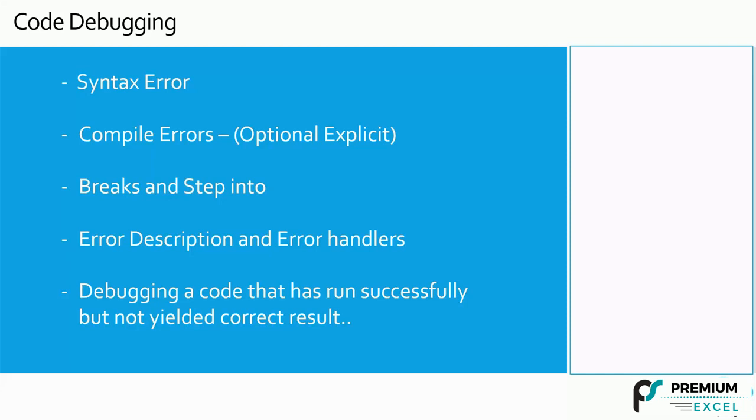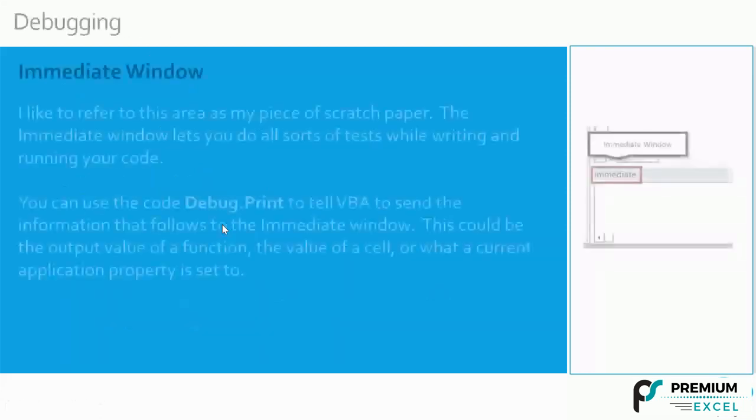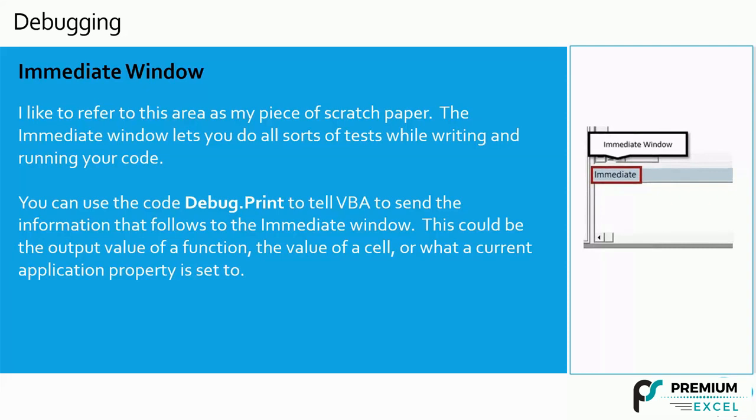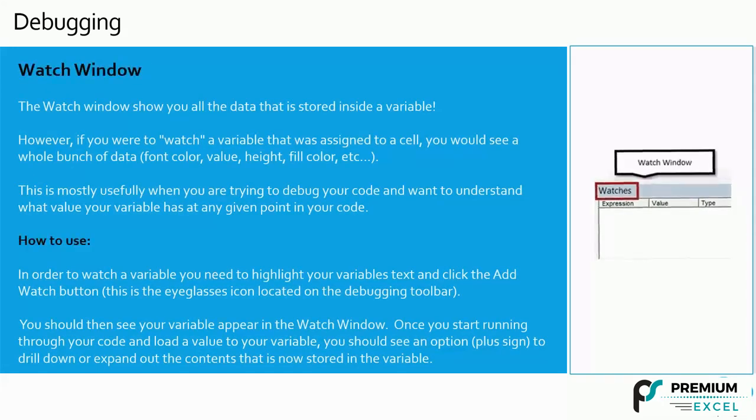Compile errors, we'll see what these are, what the use of Option Explicit is, and how we use break and step into, error descriptions, error handling, and debugging code that has run successfully but has not given a correct result. We'll run through these things. These windows were a refresher in the previous videos, which explain what each window does, and you may want to have a look at them before going further.